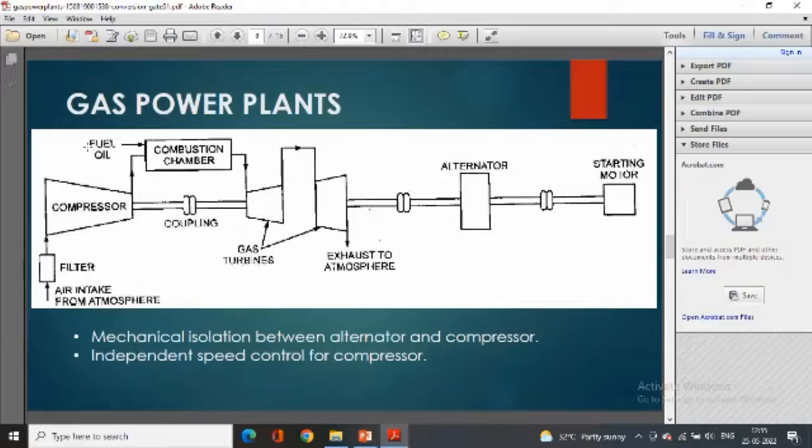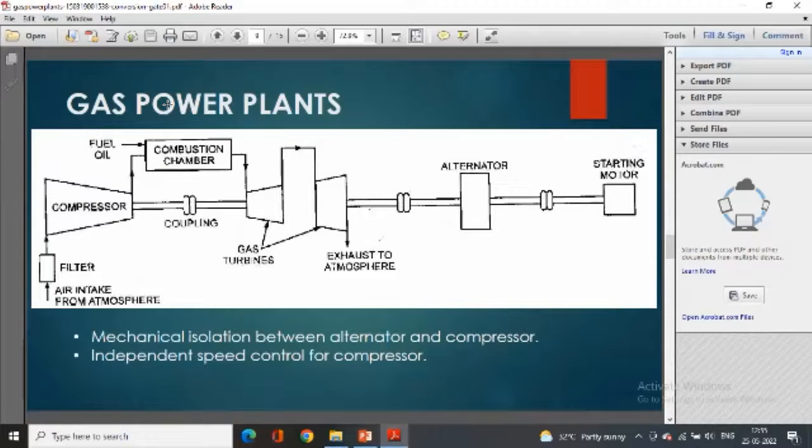Now, next, in this system, we can use two gas turbines. First one is the high pressure turbine, and second one is the low pressure turbine.